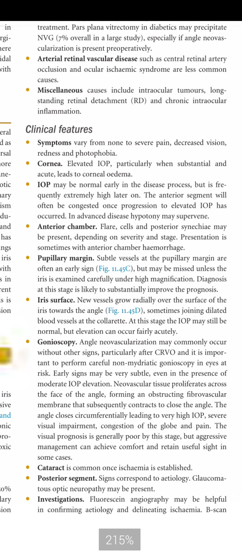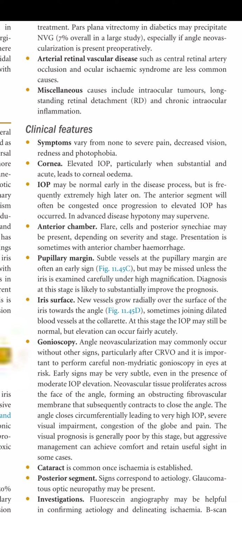Pupillary margin: subtle vessels at the pupillary margin are often an early sign but may be missed unless the iris is examined carefully under high magnification. Diagnosis at this stage is likely to substantially improve the prognosis. Iris surface.